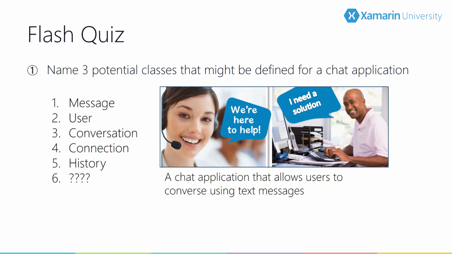So some things that you may be thinking of are a class to represent the message, a class to represent a user, a conversation, the connection, the history. These are all potential classes. And you may be saying, okay, well, with message, how come message is a class? Why is it not just a string? Because a message could just be a string.